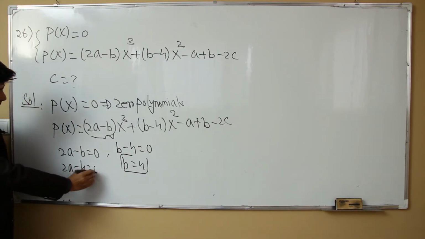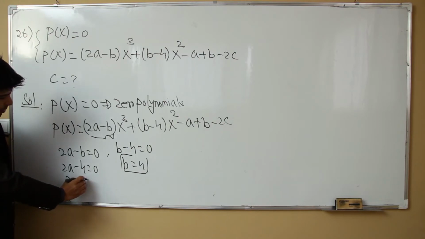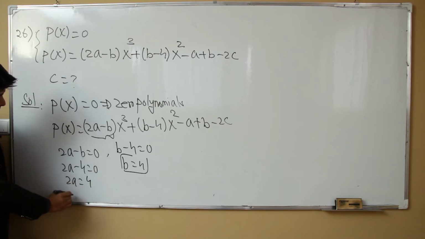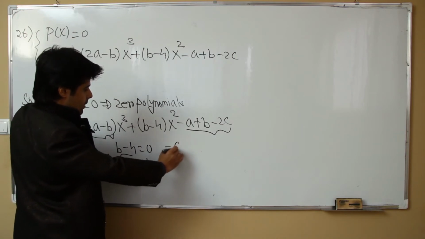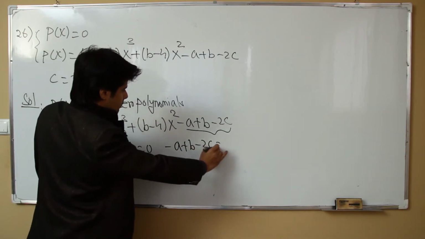Now put 4 here. 2a minus 4 is 0. 2a minus 4, put it to the right hand side, it's 4. Divide both sides by 2. a is 2. Also, the constant term minus a plus b minus 2c must be 0.